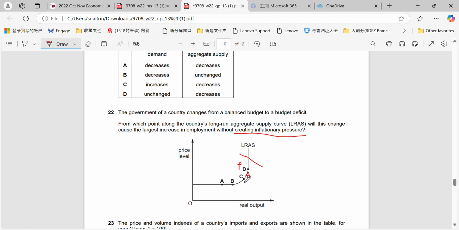AD will move to the right. Therefore, the one that will cause the least inflation would be A, because we've still got room for AD to move to the right for the price level to stay the same. For example, if AD shifts here, the increase in real output would signify that we're increasing employment. We've more room for growth in this case. So remember that the further to the left we are on the LRAS, the more spare capacity we have, which means the more we can increase employment and output without having to increase the general price level.